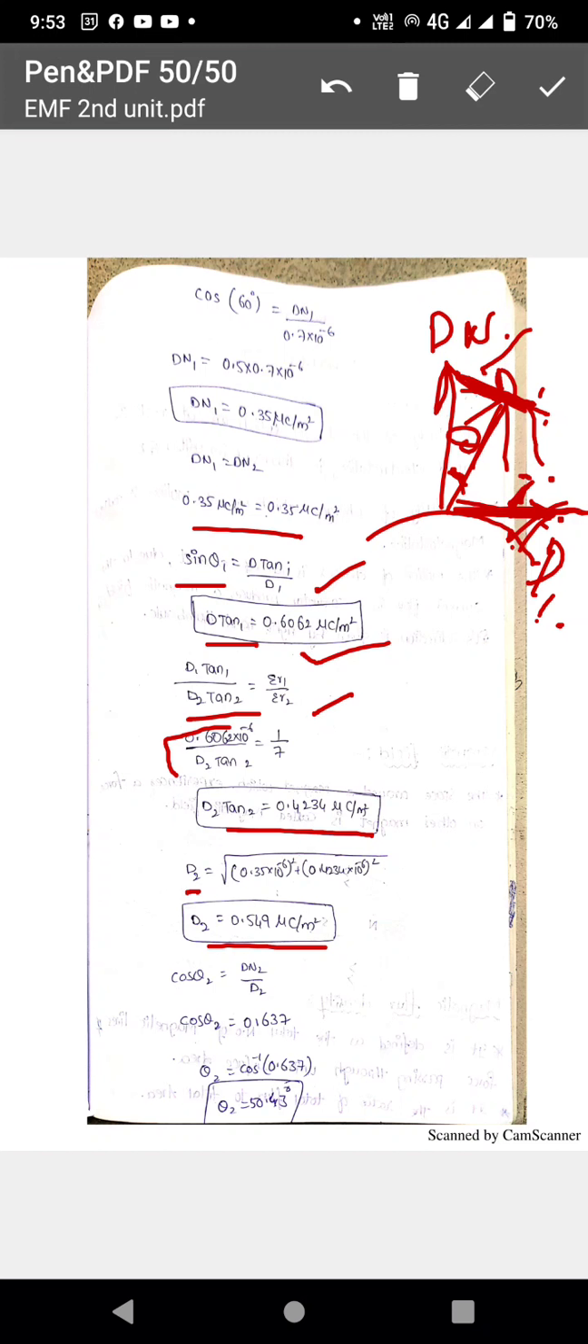From that, cos theta 2 equal to Dn2 by D2. Previously, if you apply sin theta, D tan will come. If you apply cos theta, Dn2 by D2. From that, cos theta 2 equal to 0.637 we will get. That is theta 2 equal to 50.43 degrees. This is the method of finding the refraction angle. That is the end of the second unit, conductors and dielectrics. Next we start the third unit, magnetostatics.